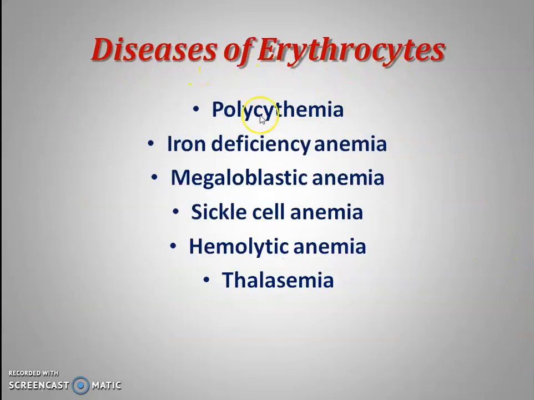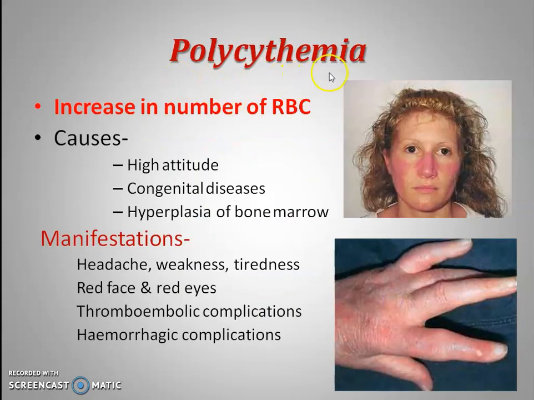Diseases of erythrocytes: polycythemia, iron deficiency anemia, megaloblastic anemia, sickle cell anemia, hemolytic anemia, and thalassemia. Polycythemia: increase in the number of RBC is called polycythemia. Causes are high altitude, congenital diseases, hyperplasia of bone marrow. Manifestations are headache, weakness, tiredness, red face and red eyes, thromboembolic complications, hemorrhagic complications.